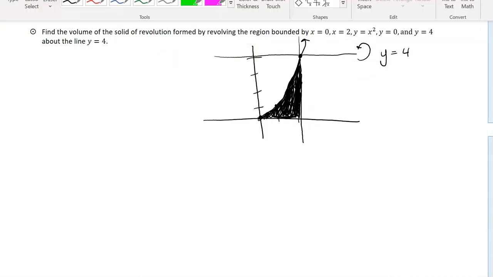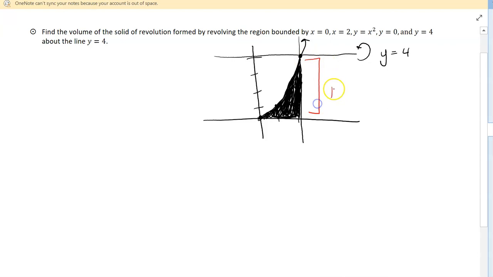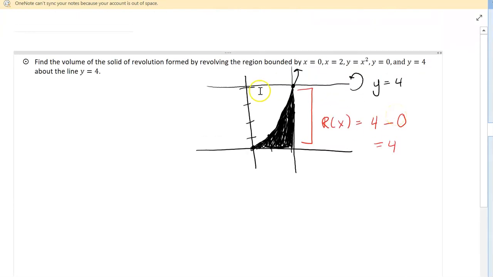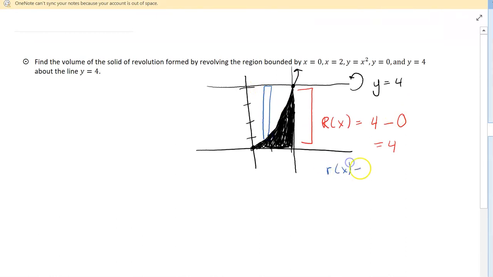So my capital R of x then is going to be equal to c, which is 4, minus the outermost portion here of what's boundary is forming this shaded region, and that would be y equals 0. So it'll be 4 minus 0, which is 4. And then my little r of x for this shape is going to be the distance here, and that part is variable. Little r of x is going to be c, which is 4, minus whatever the height of the shaded region is, which happens to be x squared in this case.